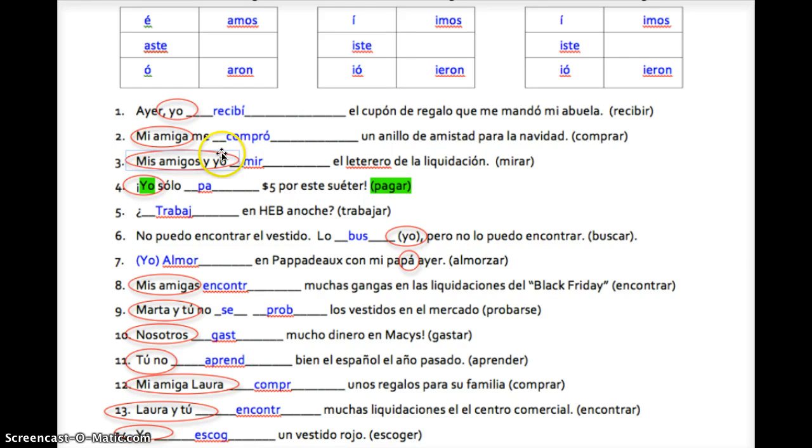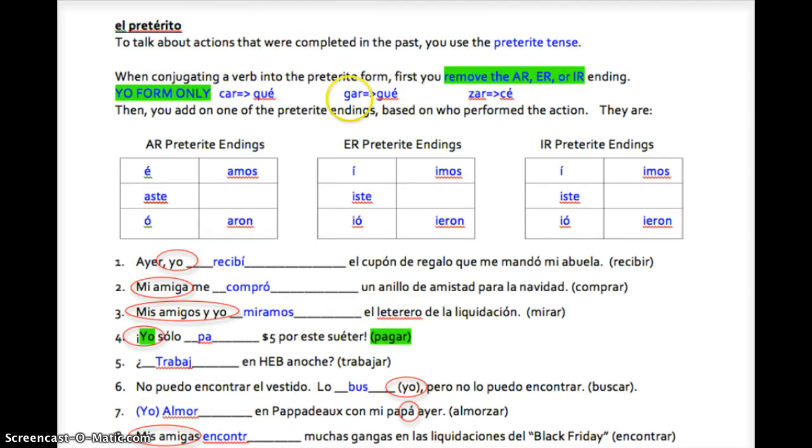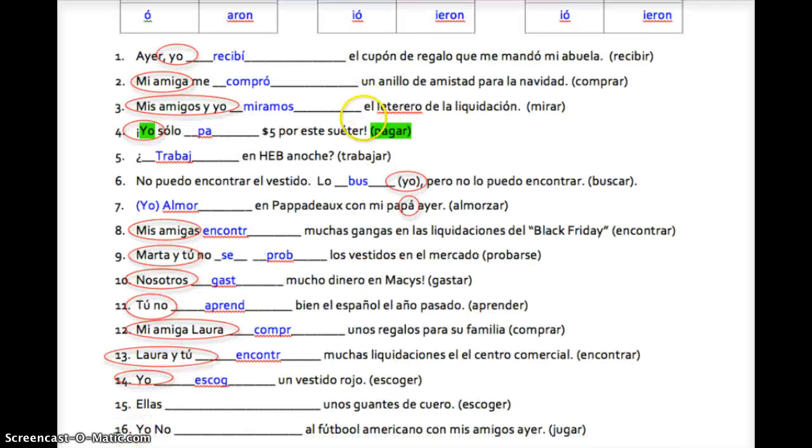Next one, two people. It's an AR verb. Start at the top right and say, does it include the word yo or nosotros? Yes, it does include the word yo, so it's amos. Next one, it is a yo verb and it's a gar verb, which means, if I scroll right back up here, gar goes to gué. Oh, tee hee hee. There we go, pagué.